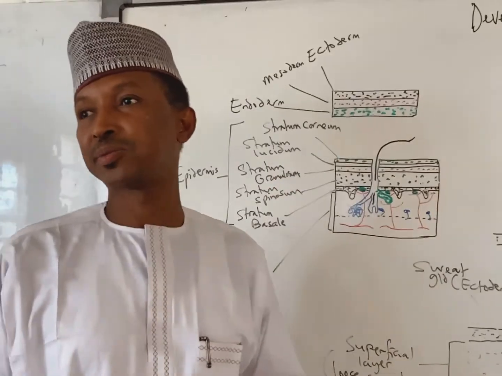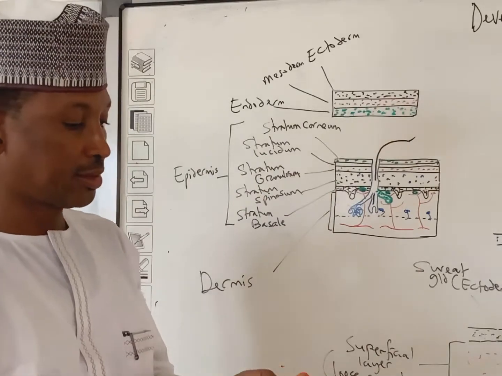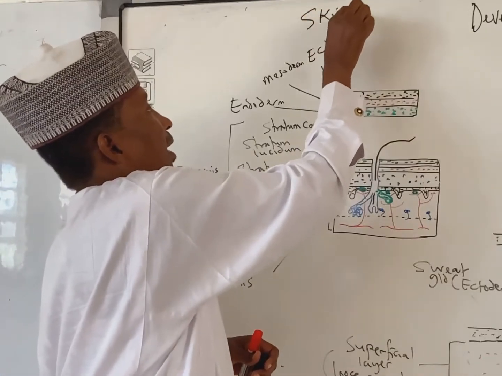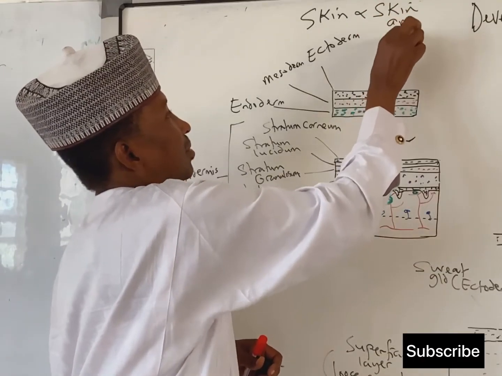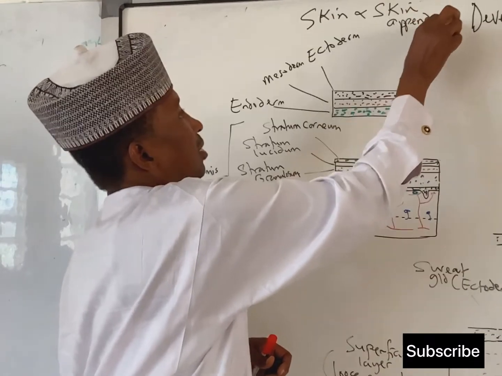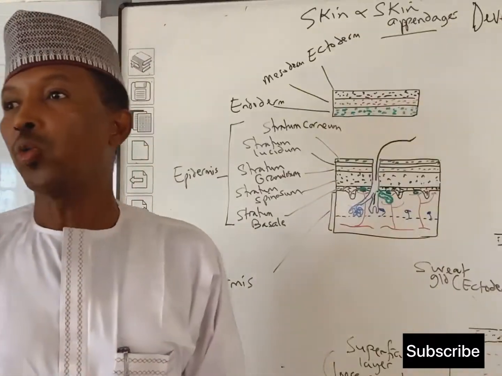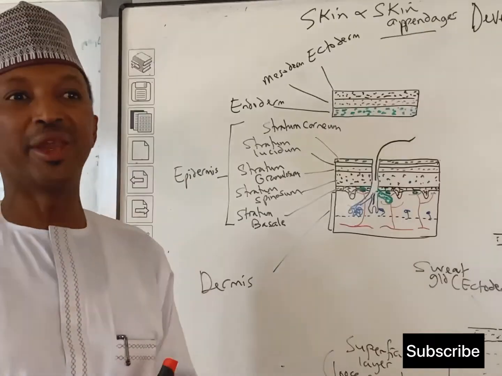Integument. Integumentary system means skin and skin appendages. When we talk about the integumentary system, we are talking about the skin and its own appendages.